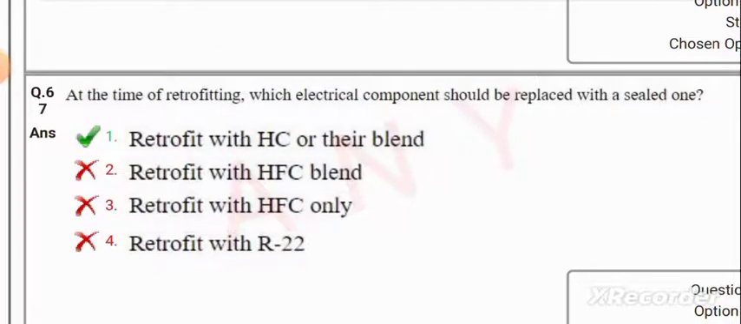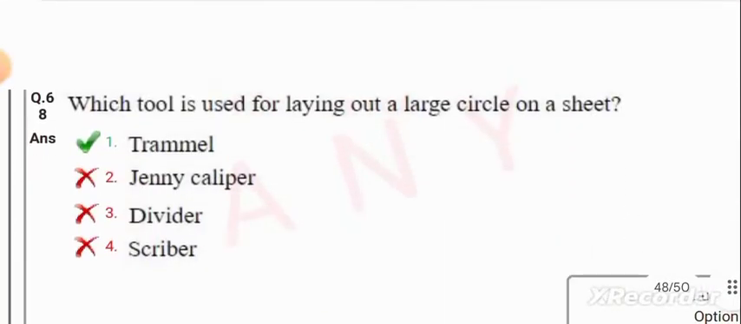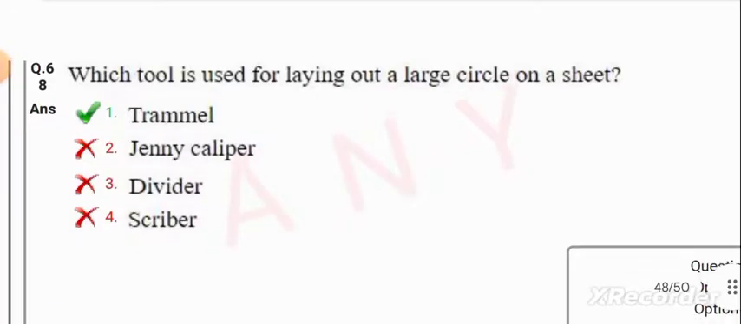At the time of retrofitting, which electrical component should be replaced with a sealed one? Retrofit with HC and their blend. Which tool is used for laying out a large circle on a sheet? Dremel.